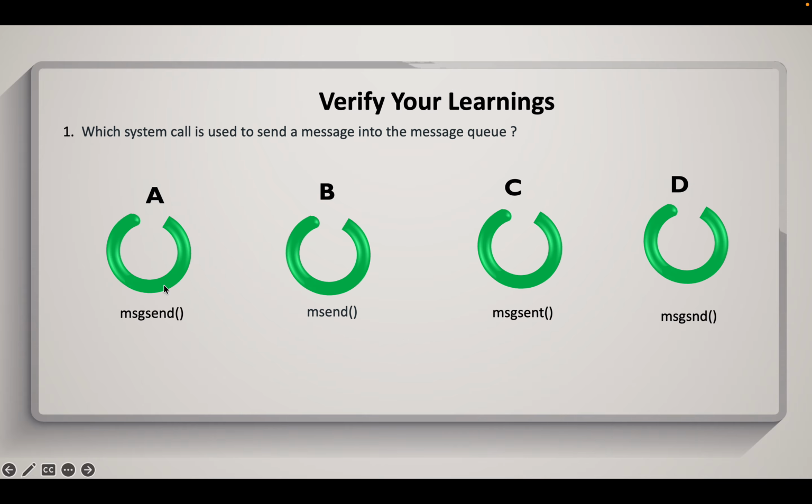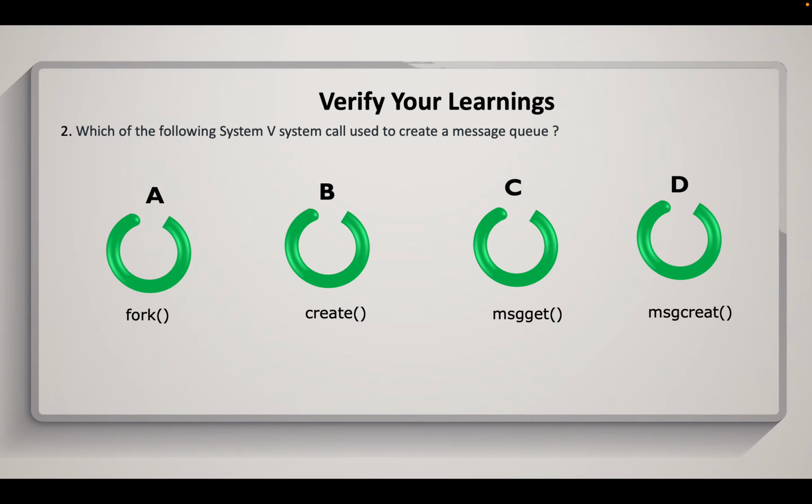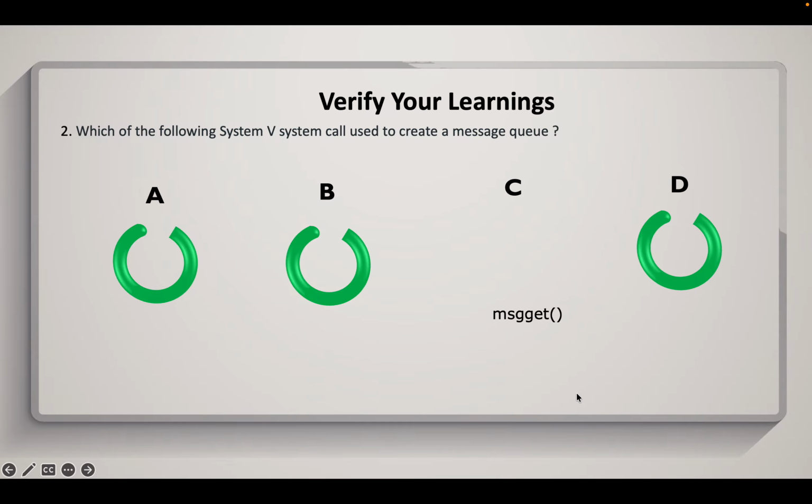Which system call is used to send a message to the message queue? msgsnd, the last one. Which system call is used to create a message queue? msgget. The answer is C, msgget.